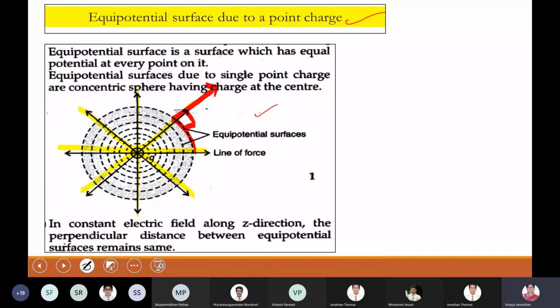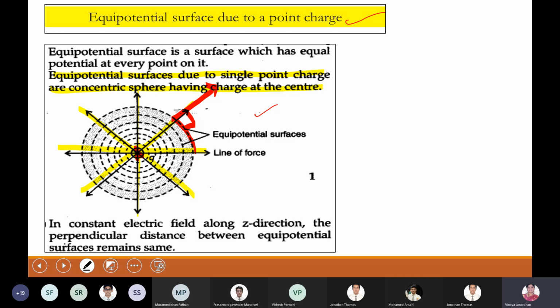Now, the equipotential surface due to a point charge. Only the diagram. Boys, look at this. Can you identify the charge which is located at the center? It's a positive charge. If it is a positive charge, all your electric field lines are radially outward. Lines of force means electric field lines. And these concentric spherical surfaces, please understand, equipotential surfaces due to a single point charge are concentric spheres having the common center. Is that clear, boys?